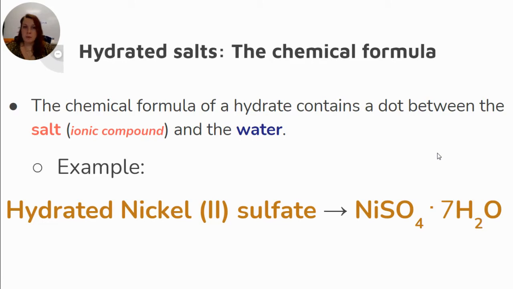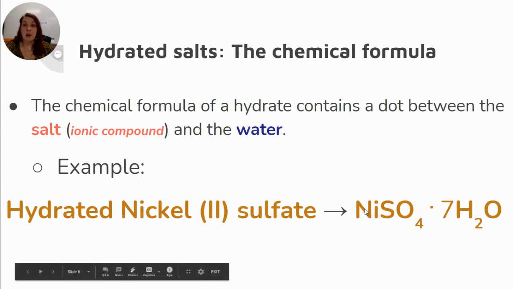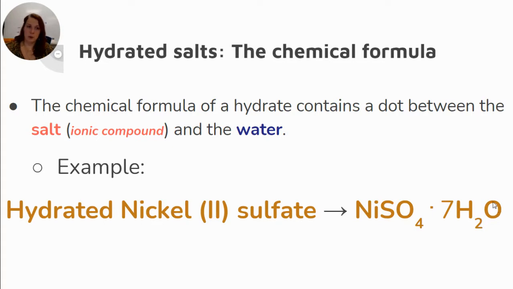So when we're talking about the chemical formula of a hydrated salt, we write it a little bit differently than what we're used to because we have a covalent compound and an ionic compound sharing a substance together. So the chemical formula has a dot between the ionic compound and the water. And that shows that the two are connected to each other, but are really independent of each other also. You can see that here we have our ionic compound, nickel 2 sulfate, and then a dot and 7, the coefficient telling us how many waters there are, and then H2O. So they are not one compound in that they're all mixed together, but they are connected.